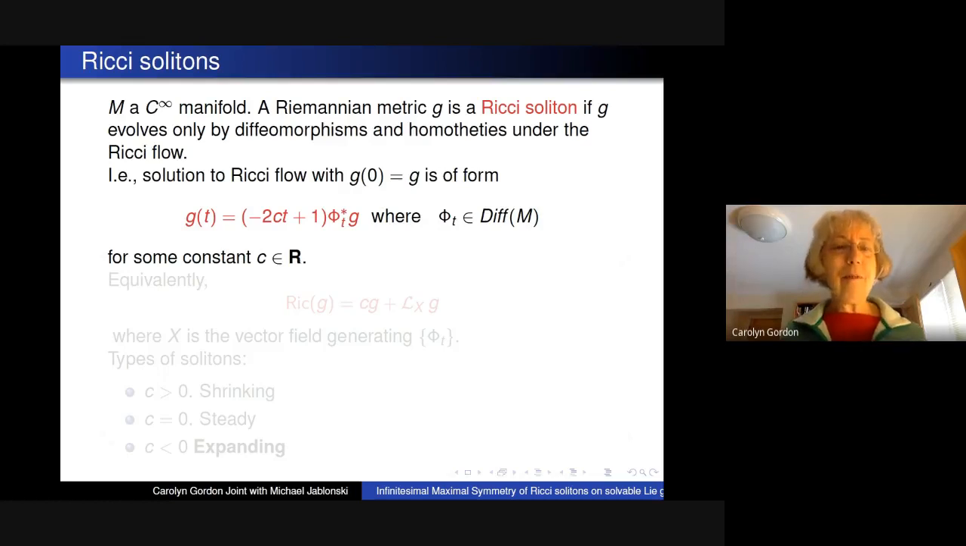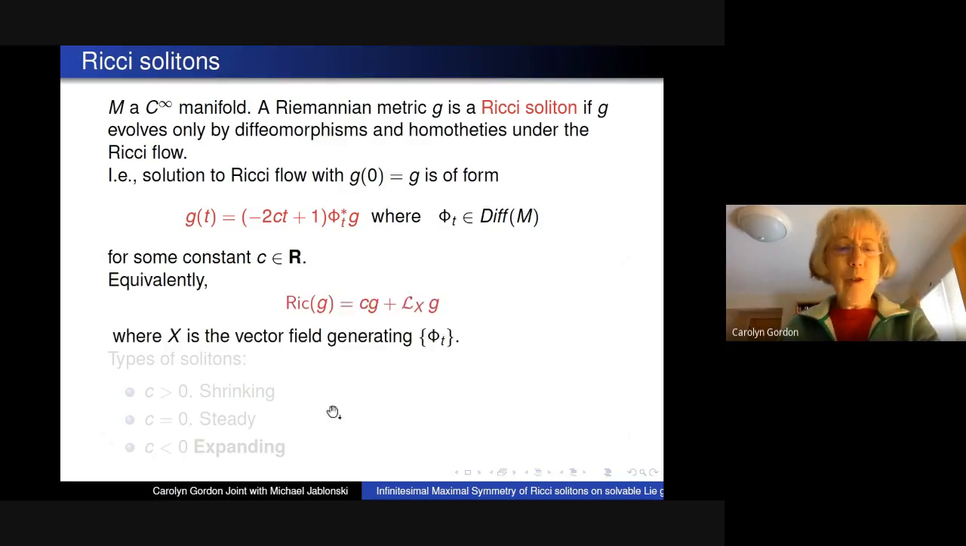Okay, so let's now move to Ricci solitons. A reminder of the definition. Given a C infinity manifold, a Riemannian metric is a Ricci soliton if it evolves only by diffeomorphisms and homotheties, rescalings, under the Ricci flow. In other words, the solution to the Ricci flow starting with the metric G at time 0 is g(t) equals c(t), a constant depending on t, times the pullback of G by a diffeomorphism. Or equivalently, the Ricci curvature is a multiple of the metric plus a Lie derivative of the metric, where X is the vector field generating the diffeomorphisms.